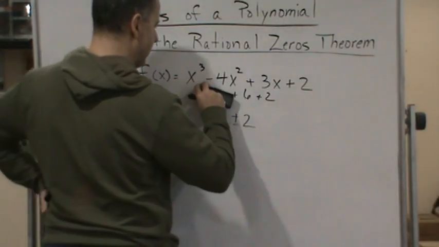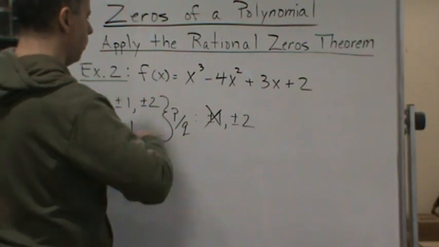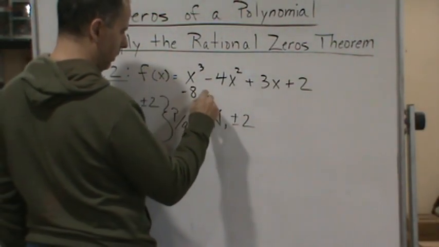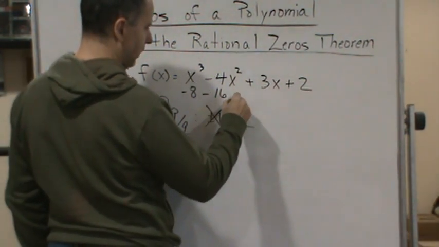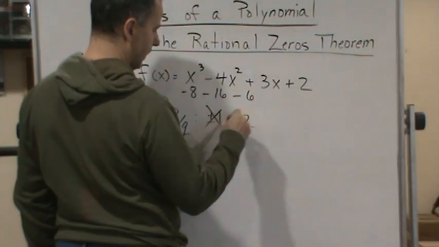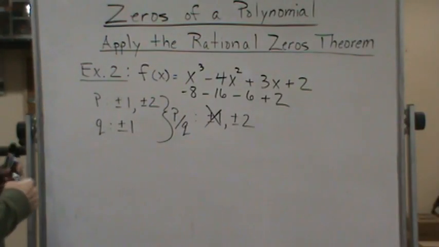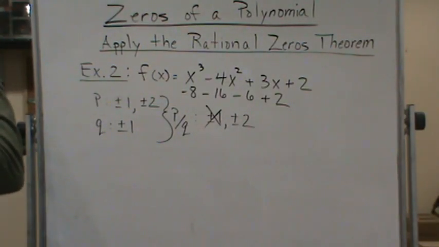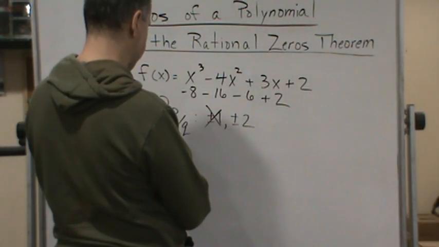But now let's try negative 2. Okay, negative 2 is going to give me a negative 8 here, and then minus 16, and then minus 6 plus 2. Now in this case here, well, let me make sure I did this right. Yeah.